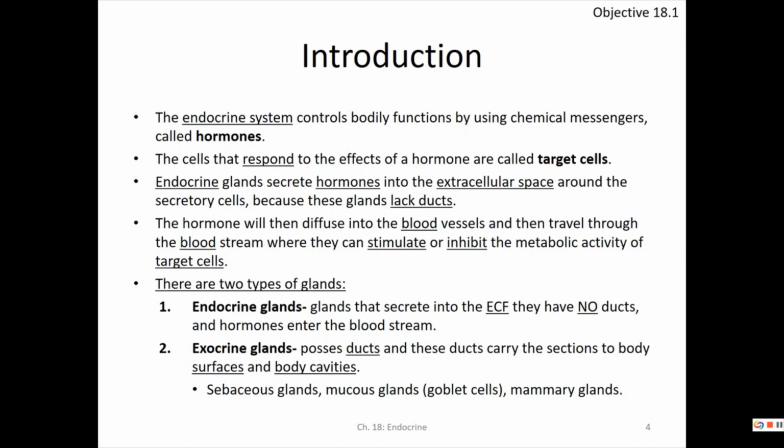We are going to have hormones, target cells, and glands. That's basically what we've got going on here: hormones, target cells, and glands. Now, the endocrine system is going to be using hormones, and hormones are chemical messengers.